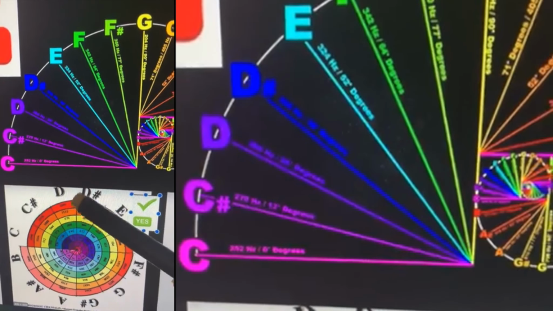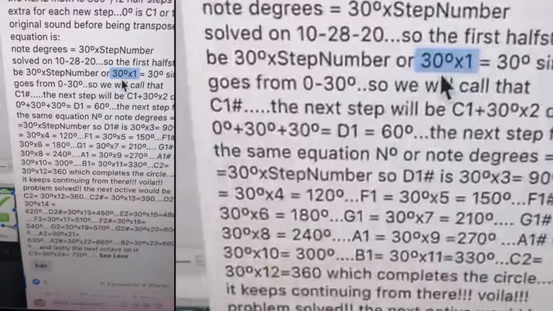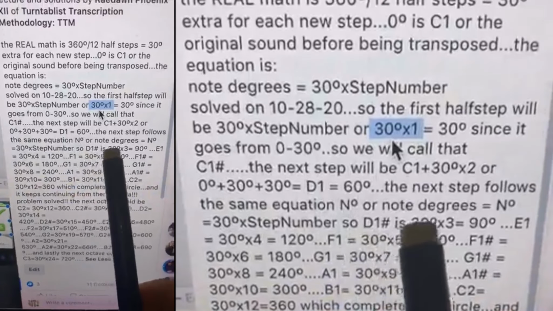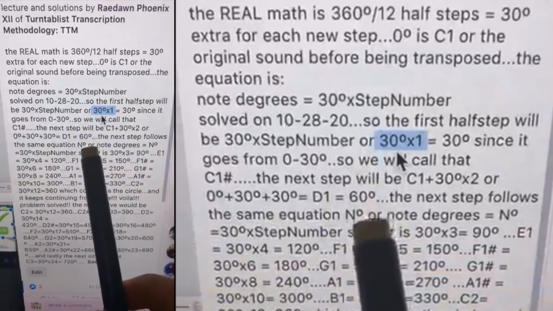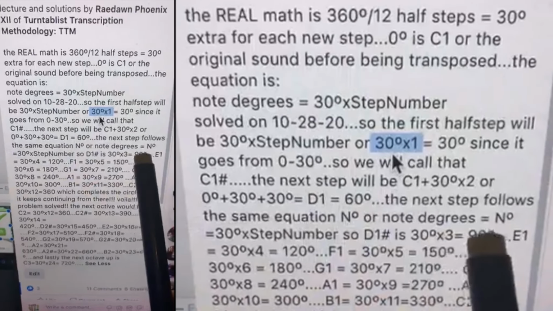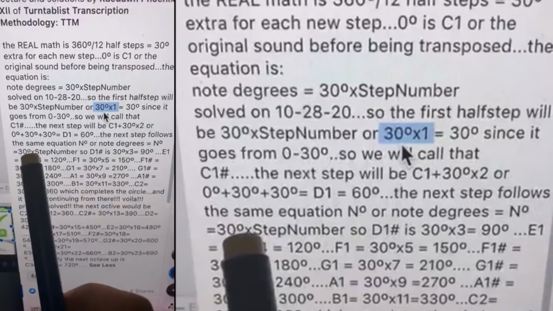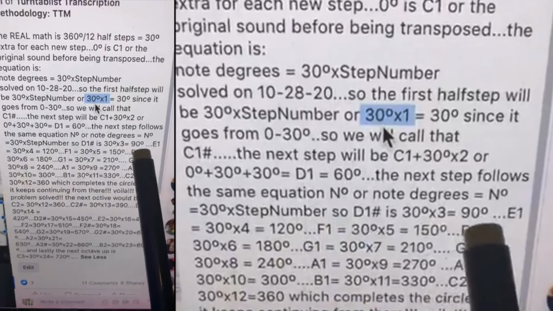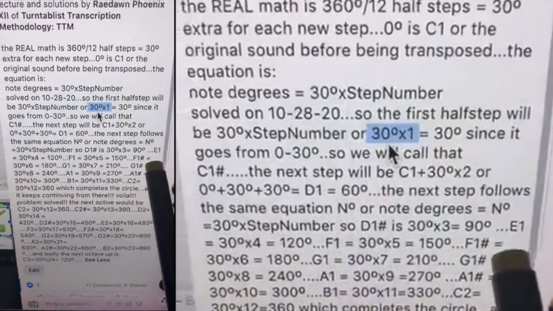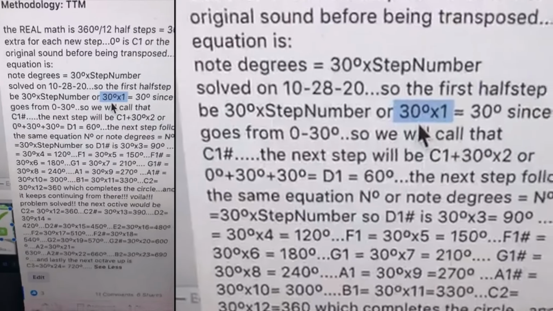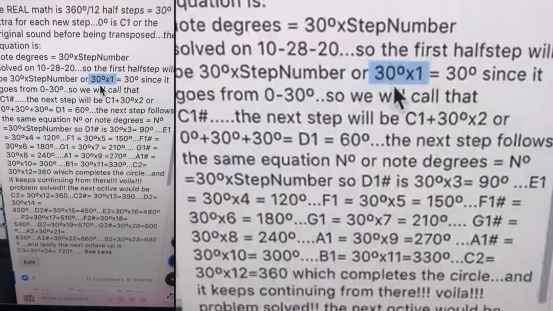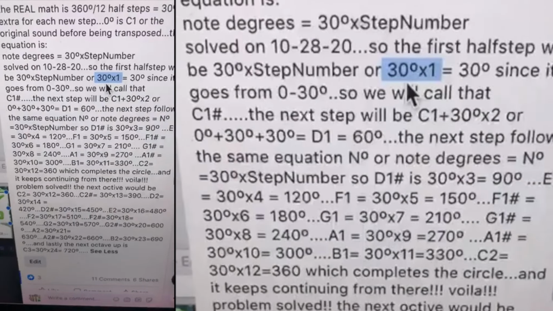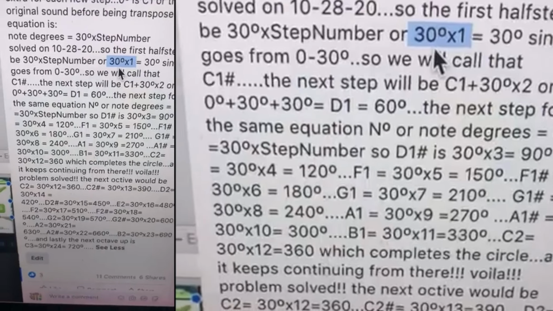And now what's the next one? We see that this one's going to be 90 degrees for D sharp. So let's look here. It says the same equation, note degrees equals 30 degrees times the step number. So D1 sharp is 30 degrees times 3, which equals 90 degrees, and we showed how that links up. E1 would be 30 times 4, which equals 120 degrees. F1 would be 30 times 5, which equals 150 degrees. F1 sharp would be 30 degrees times 6, which equals 180 degrees.